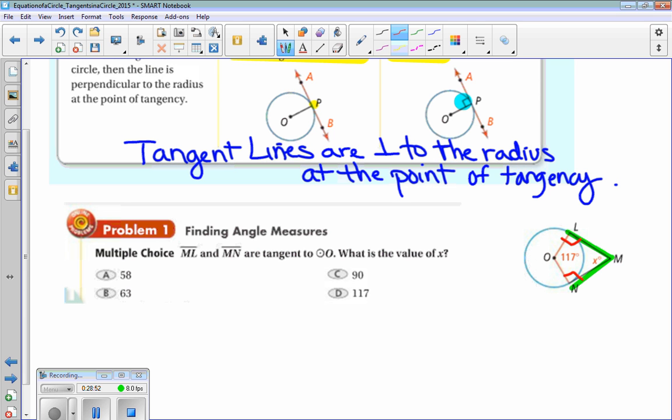Perfect. I'm going to highlight the entire thing now in blue and green. This in and of itself is a quadrilateral, and we just finished our unit on polygons. We know that the sum of the interior angles of a quadrilateral has to add up to be what? 360. So right now I have 90, 117, 90 plus x should equal 360.